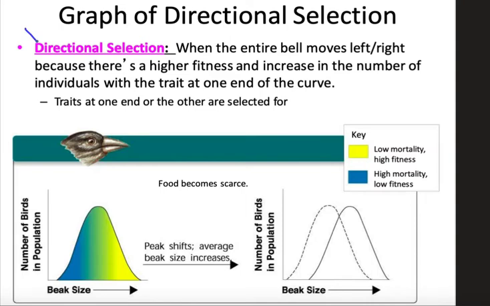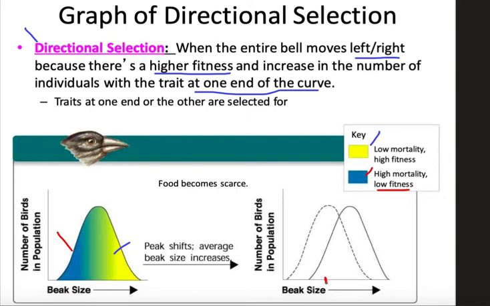Okay, this image illustrates a concept that we have termed directional selection. This is a type of selection of a polygenic trait in which the entire curve slides or moves to the left or to the right because there's a higher fitness at one end of the curve. And so in this example down here with the graph, what they're trying to show is that beaks on the yellow part of the curve, that's over here, have a high fitness. Beaks on the blue part of the curve over here have a low fitness.